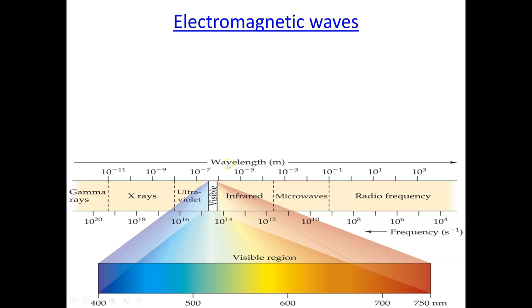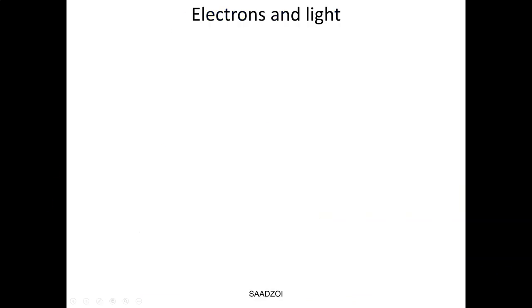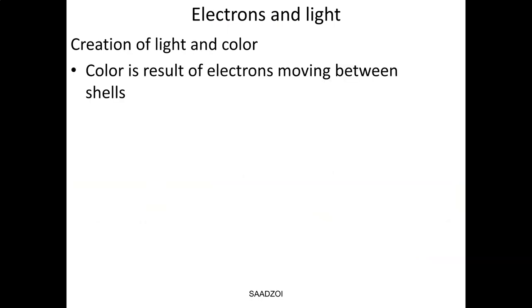So I'm going to talk about these waves and how to calculate this throughout this section. So first off, electrons and light. Creation of light and color. Color is the result of electrons moving between shells, like I mentioned. Let's say you have a shell here. Let's say it's the second shell. This is the third shell. This electron, which we represent with this little funny looking symbol, jumps up because you put energy in. Let's say you put a fire into it. Maybe you put electricity into it. Whatever you did, you cause it to jump to another shell. It can't stay here. So when it comes back down, it releases that energy you put into it. And what you're going to see is color.